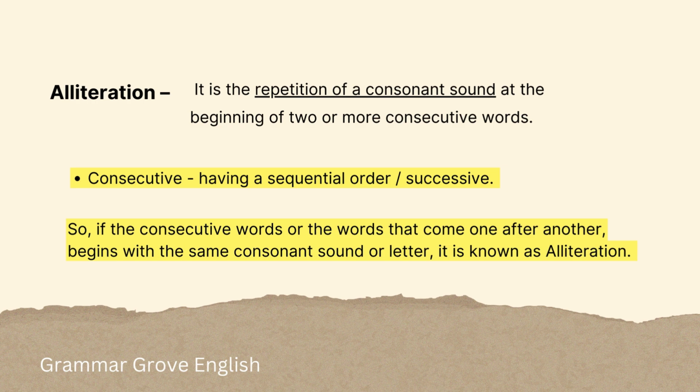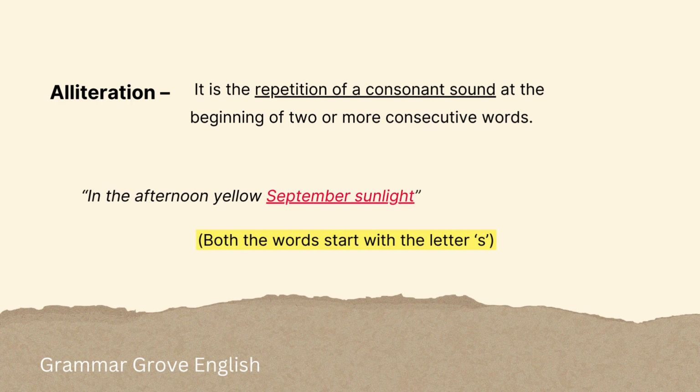So when the words that begin with the same consonant sound or letter sit together, very closely, that is called alliteration. Here we see September sunlight. Alright, in the afternoon yellow September sunlight. So, September sunlight, they both start with the consonant letter S. So, this is a case of alliteration. And then in the line, the whole tree trembles and thrills. Here, the whole tree trembles. Tree trembles. They both begin with the consonant letter T, and this is another case of alliteration. Next, we have simile.